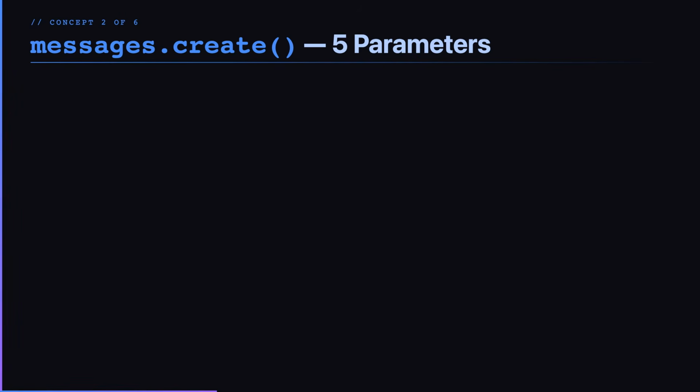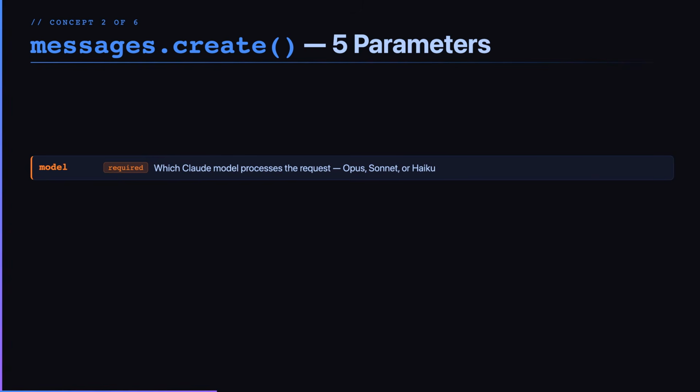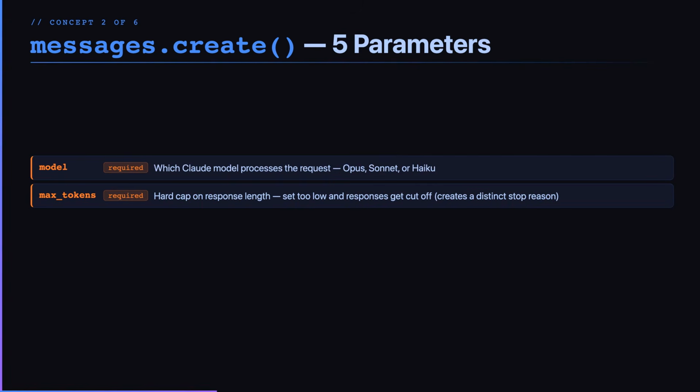There's one function you'll call in every agentic loop. Let me walk through its 5 parameters. First, model, required. This specifies which Claude processes your request: Opus, Sonnet, or Haiku. Second, max_tokens, also required. A hard cap on how long Claude's response can be. Set it too low and responses get cut off, which creates a distinct stop reason we'll cover shortly.